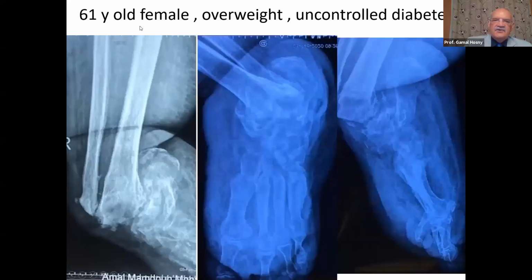This is a 61 years old female, overweight, uncontrolled diabetes. She had Charcot for such a long time. She's bedridden, coming on a wheelchair with totally dislocated ankle, severe destruction, look here, to the talus, the hind foot. And the patient was ready for amputation.